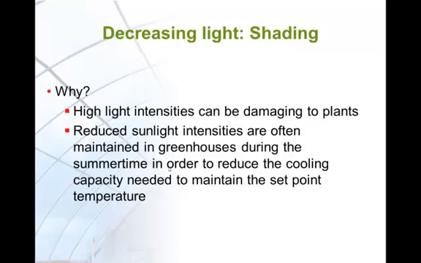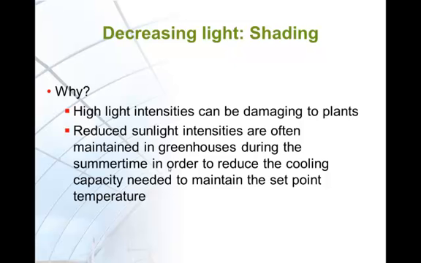Right, let's talk about ways to decrease light, or shading. Why do you need to decrease light? Light is very important for photosynthesis. Therefore, you want to maximize light intensity in a greenhouse. However, too much light can be damaging to plants. And during the summertime, you have to reduce sunlight because sunlight includes a lot of heat, and even PAR eventually becomes heat to the plants. Therefore, if the system doesn't have high enough cooling capacity, you have to reduce sunlight.